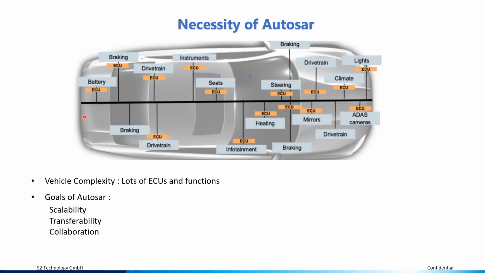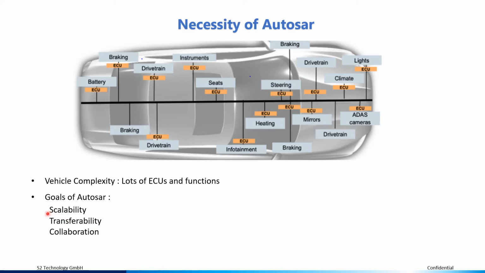As we move on to the era of electronics, vehicle complexity is the major concern of OEMs. There are lots of ECUs and their equivalent functions getting involved, which is the major concern for the OEM. So the OEMs, along with the tier 1s, tier 2s and tool vendors, came up with the concept of AUTOSAR in order to avoid the redevelopment of similar components.